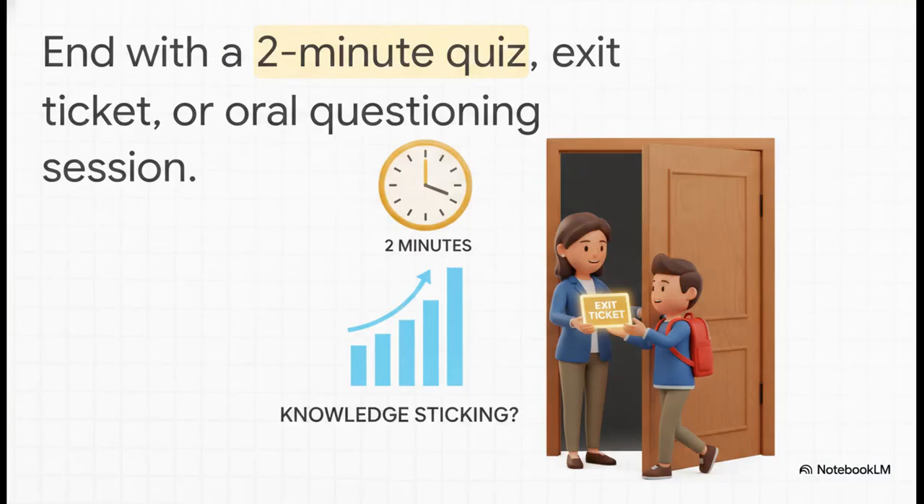And I really want to zoom in on that very last step of the formula. You absolutely must end the class with a quick 2-minute assessment. This could be a rapid-fire quiz, an exit ticket they physically hand you on their way out the door, or just a quick oral questioning session. This serves 2 vital purposes. First, it forces the students to synthesize and lock in the learning right before they leave. And second, it acts as a measuring stick for you to see what actually stuck, so you can tweak and adjust your active strategies for the very next class.